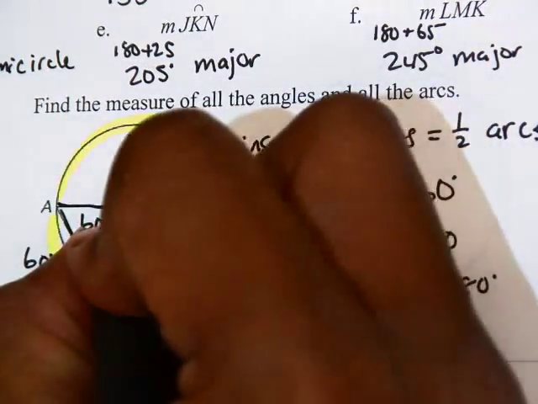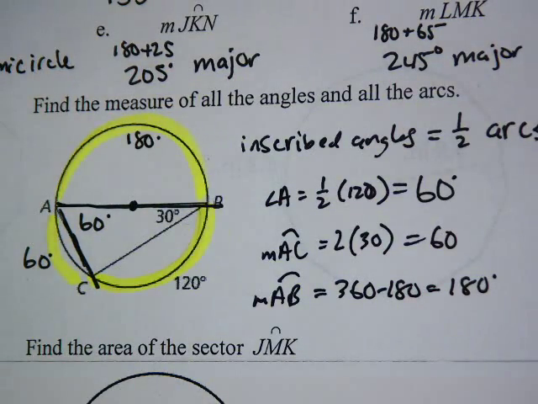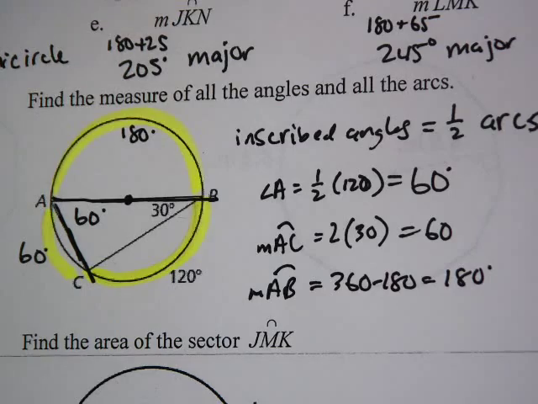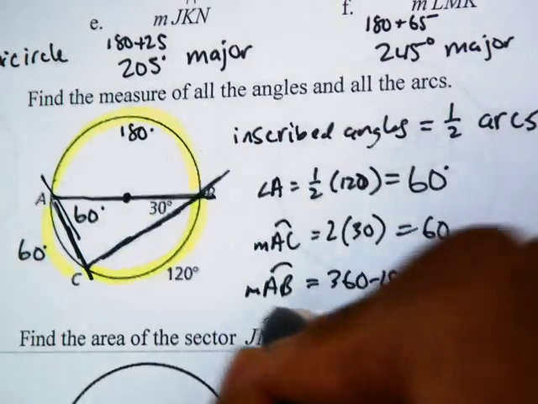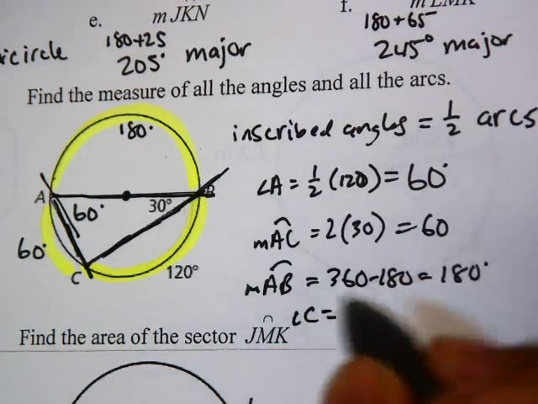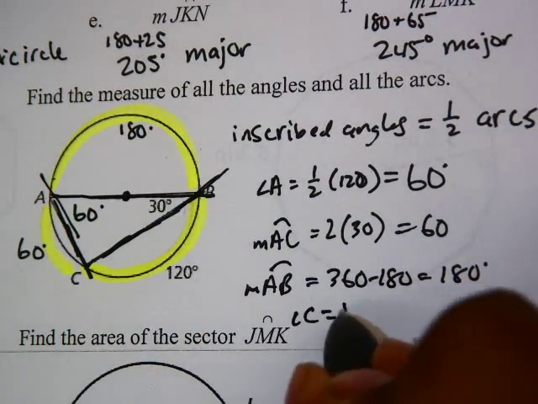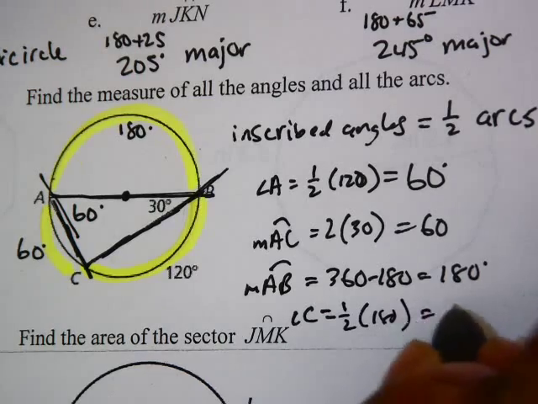That means AB goes right through the center of the circle, because AB would be a semicircle. And the angle that forms that arc is angle C. So angle C should be half of 180, which is 90.